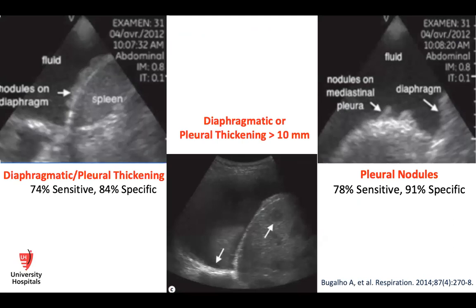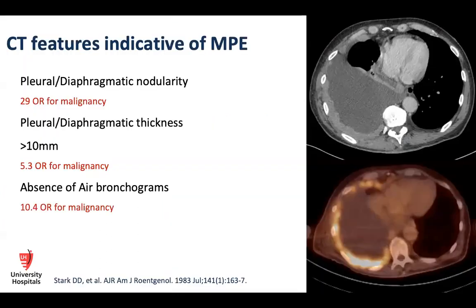If you see that your sensitivity and specificity of a malignant diagnosis is fairly high, over 70%, if you have diaphragmatic or pleural thickening more than 10 millimeters on ultrasound or CAT scan, and then if you have pleural nodules, your specificity goes to above 90% for a malignant diagnosis. The question then becomes, how will that be established in terms of obtaining tissue, which usually is thoracoscopic.